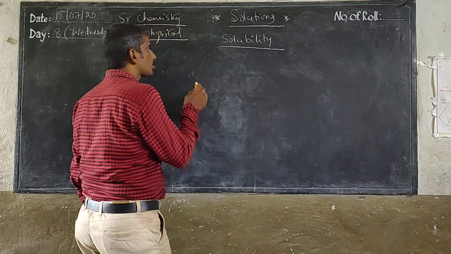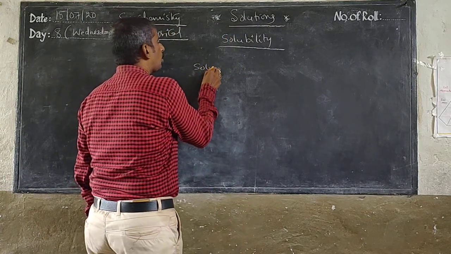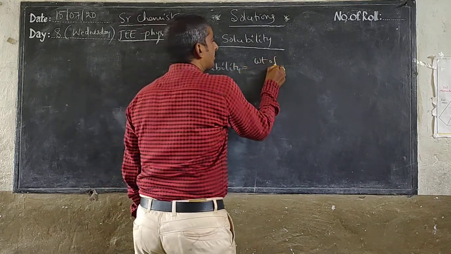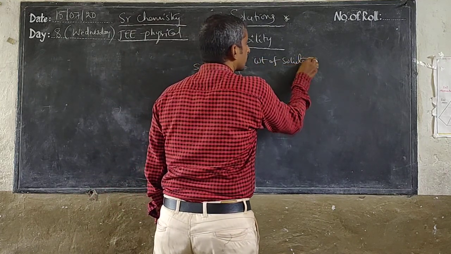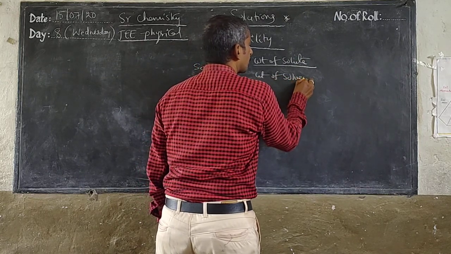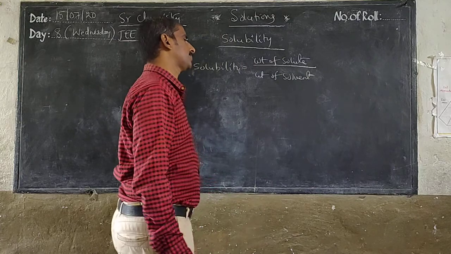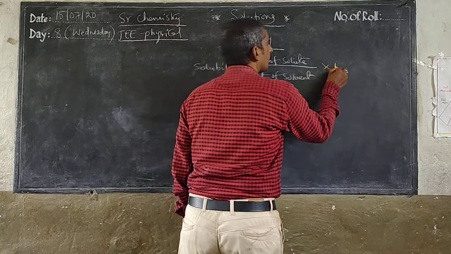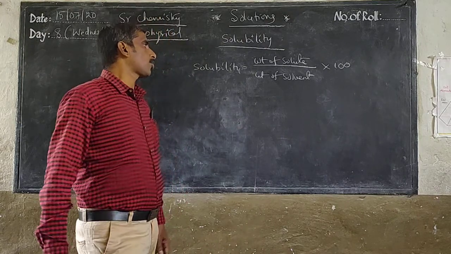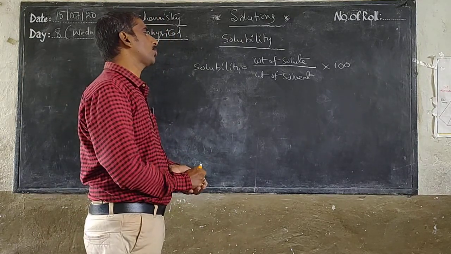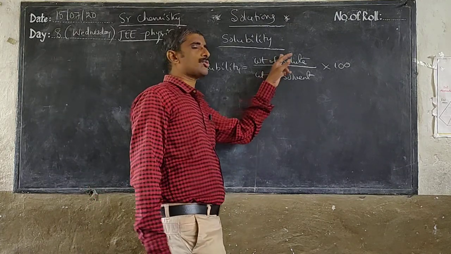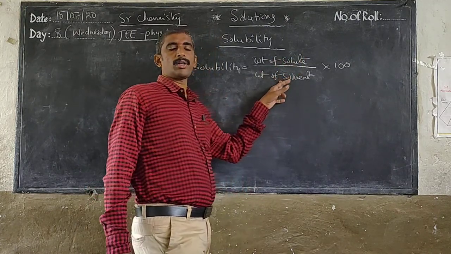So generally, solubility equals weight of solute by weight of solvent into 100. That is solubility. The weight of solute is in grams, and the solvent is also in grams.